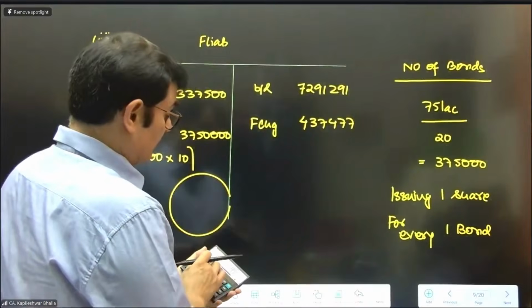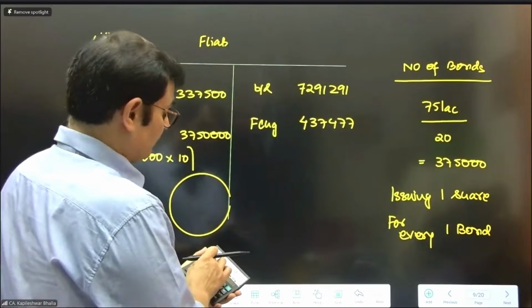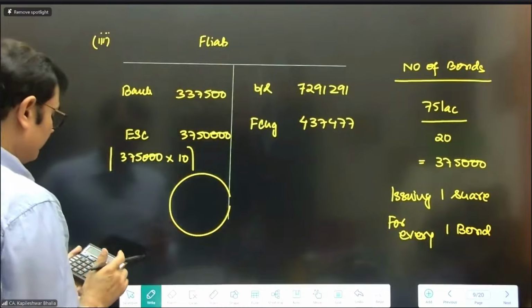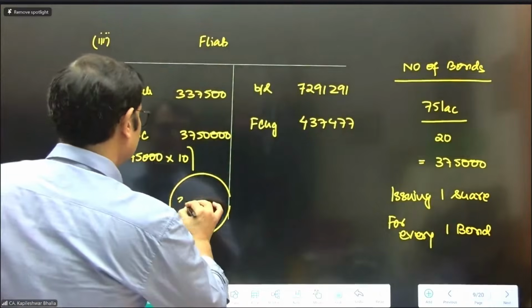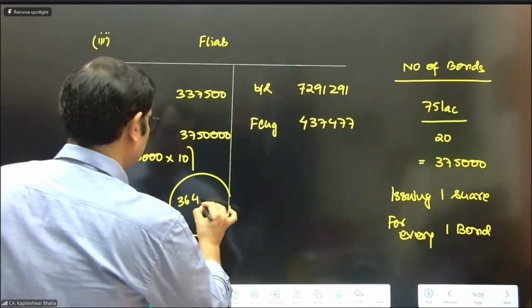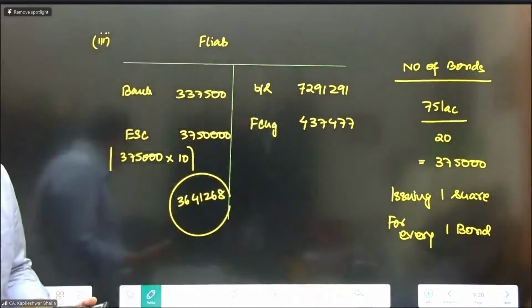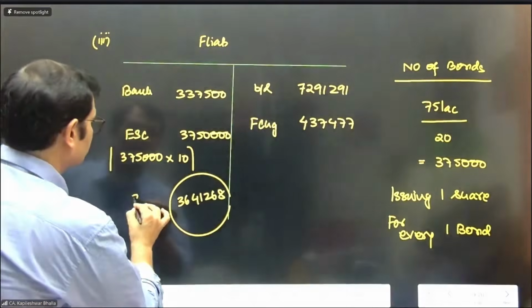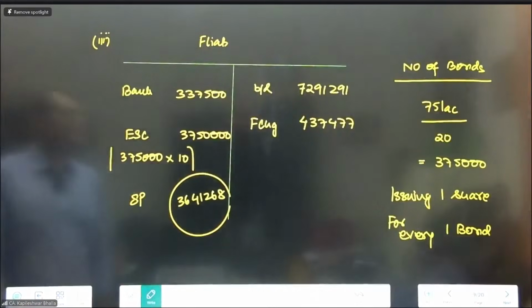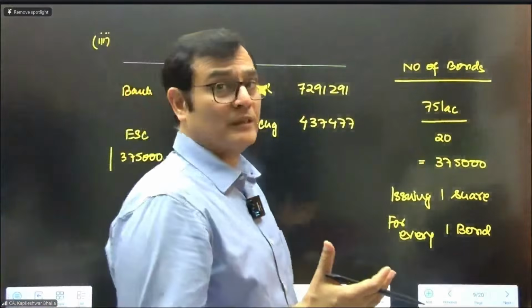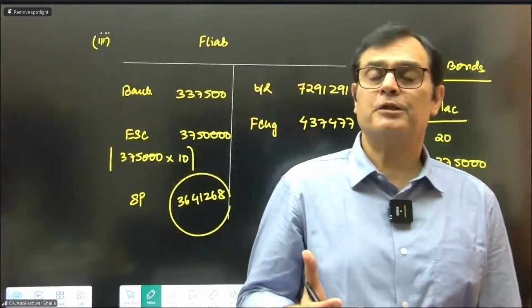72, 91, 291, 437, 477. So we're getting a balancing figure to the extent of 36, 41, 268. And that's rightly said. It's going to be taken in the share premium account. This money will be taken in the share premium. The money over and above the face value of the shares will be taken in the share premium.